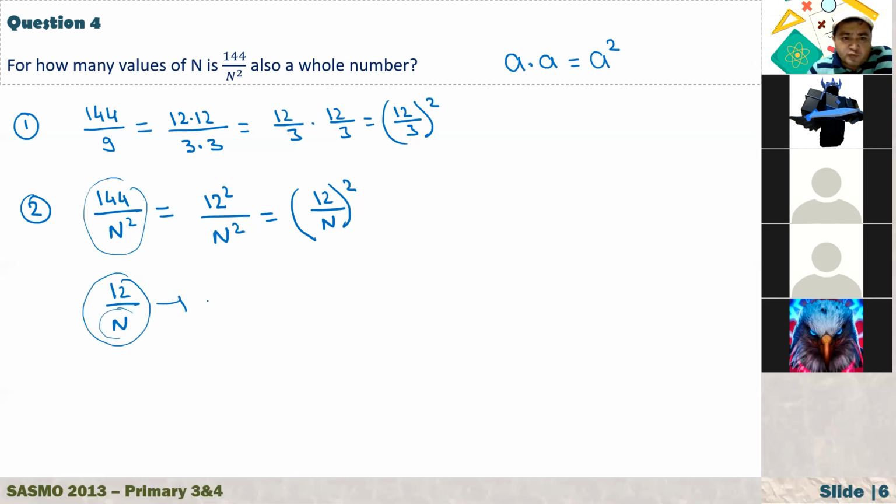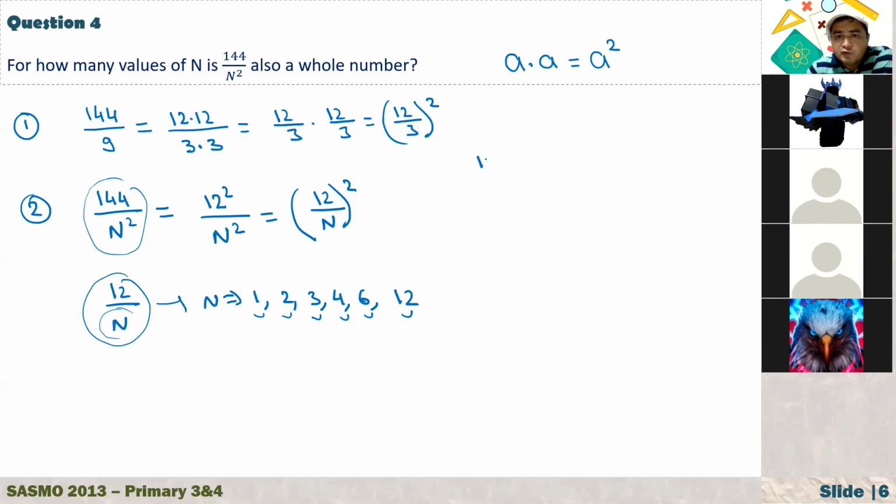So what are the factors of 12? That is n is equal to 1, 2, 3, 4, 6, and 12. How many numbers do we have? 1, 2, 3, 4, 5, 6. As you see here, if you substitute any of these numbers for n and divide 12 by this number and square it, you will get a whole number.